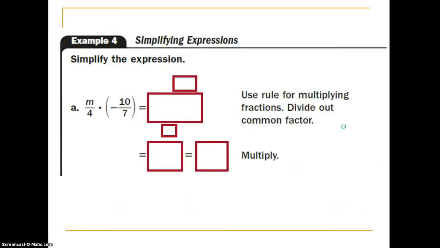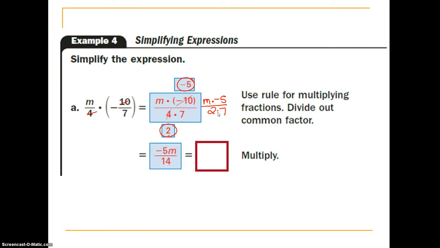In example 4, we simplify expressions. So let's use the rule for multiplying fractions and then divide out common factors. Again, you can look at the 4 and the 10 and simplify them. Both are even, so they divide by 2. Negative 10 divided by 2 is negative 5. 4 divided by 2 is 2. So you're doing m times negative 5 over 2 times 7. Well, m times negative 5 is just negative 5m. 2 times 7 is 14. If you can simplify, you do, but that's your answer.